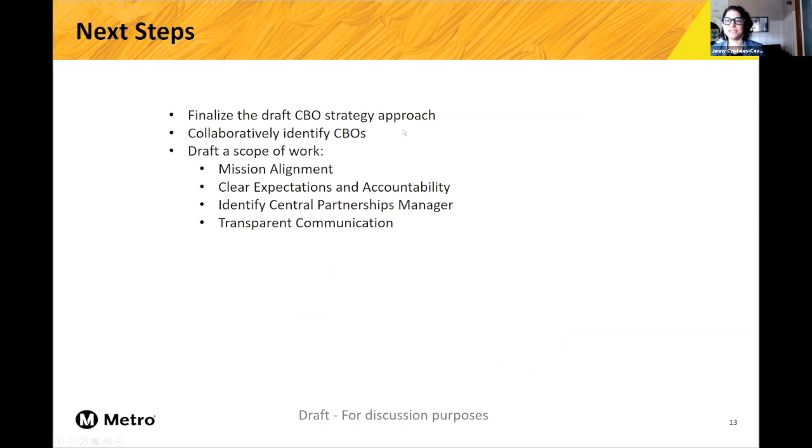So currently the next step is that we are trying to finalize the CBO strategy approach. That is essentially our guiding document. From there, we will develop a scope of work for the individual CBOs that would like to participate. We would look at whether the CBO is going to participate just at the roundtable, or whether there are other activities we can do jointly, and we would incorporate that. The draft scope of work will be mission aligned, and will lay out all the expectations and hold all the partnerships accountable.